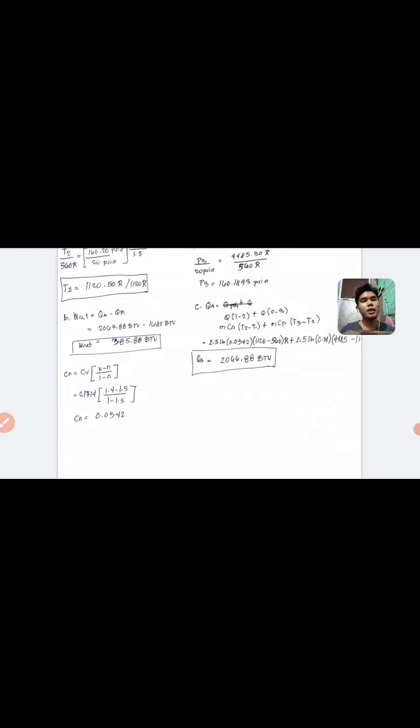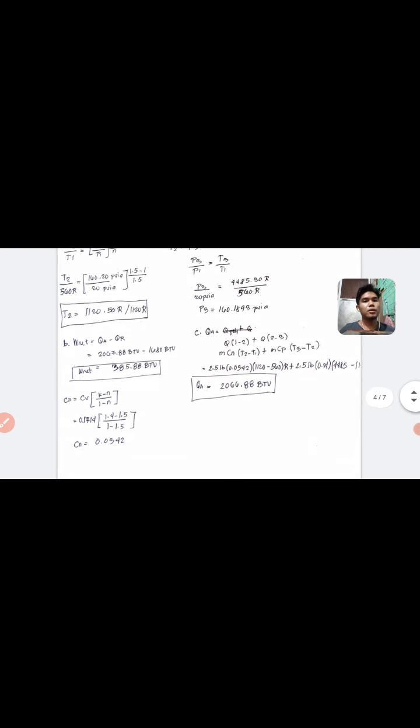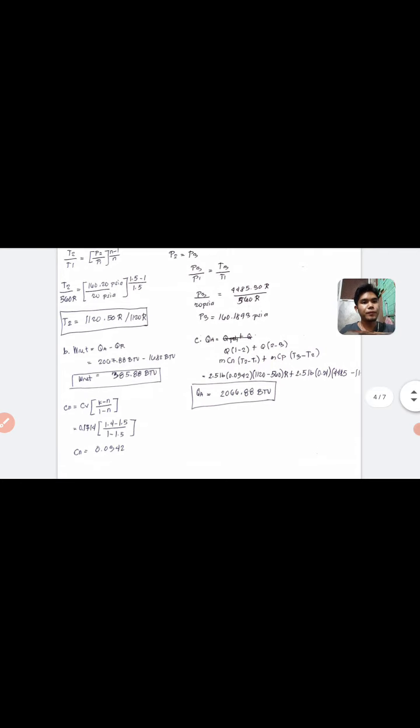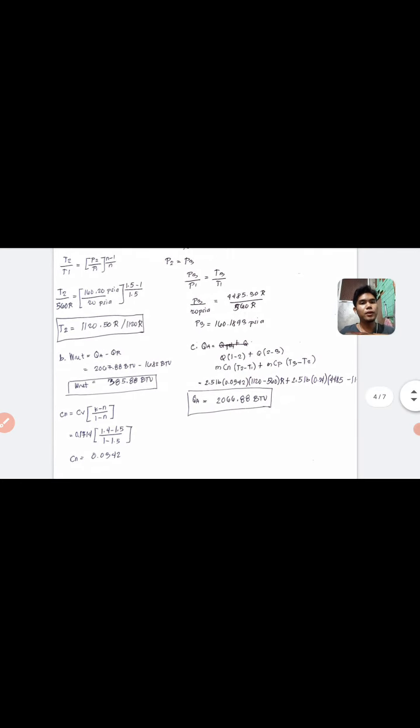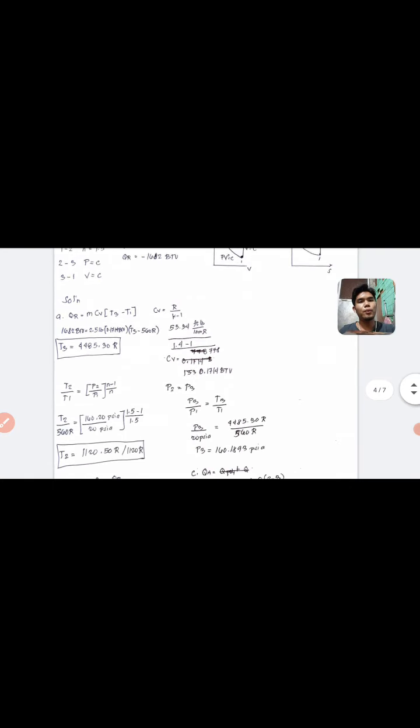So for the letter C, QA is equal to Q of state 1 to 2 plus Q of state 2 to 3, which gives us the formula of MCn multiplied by T2 minus T1 plus MCp multiplied by T3 minus T2. So let's solve for the value of QA. So mass, we have 2.5 from the given here. Mass is equal to 2.5.